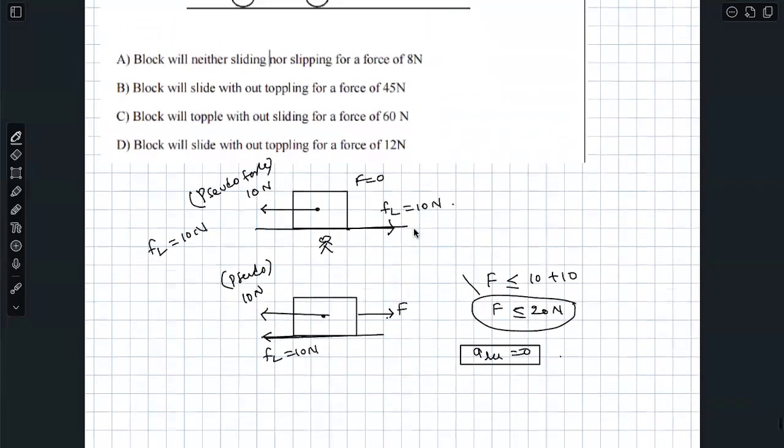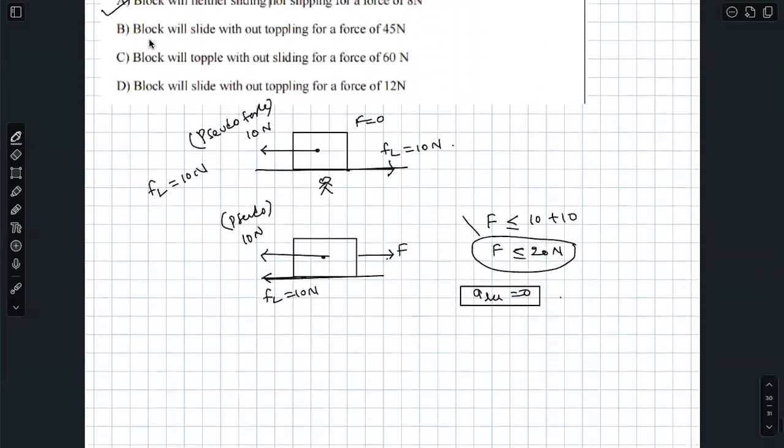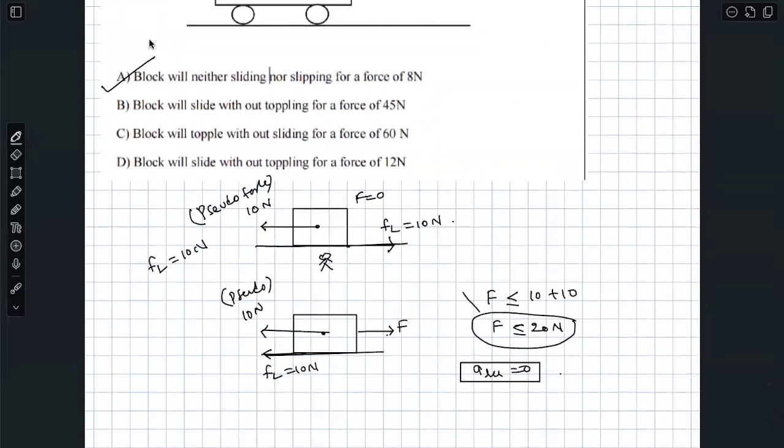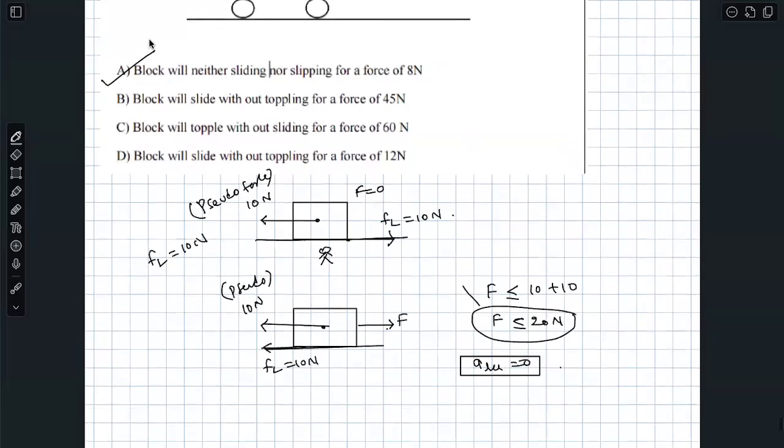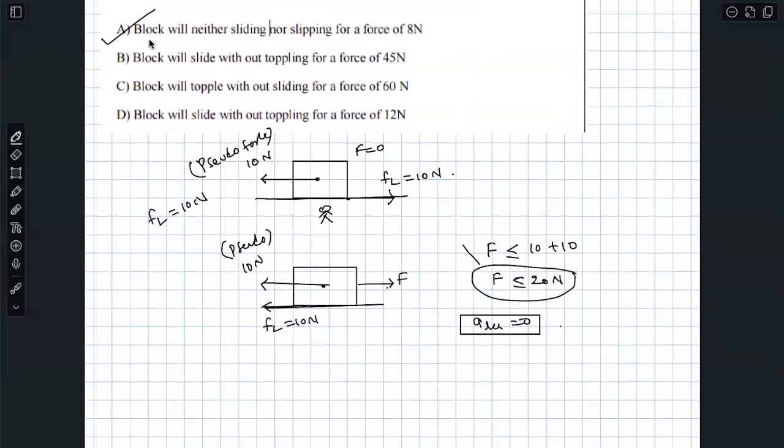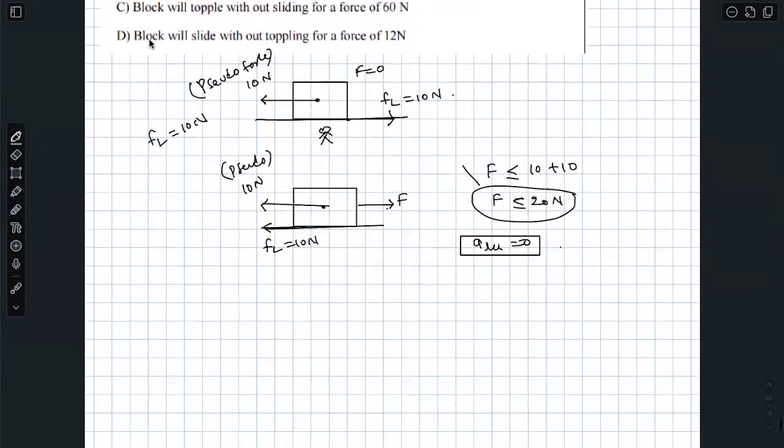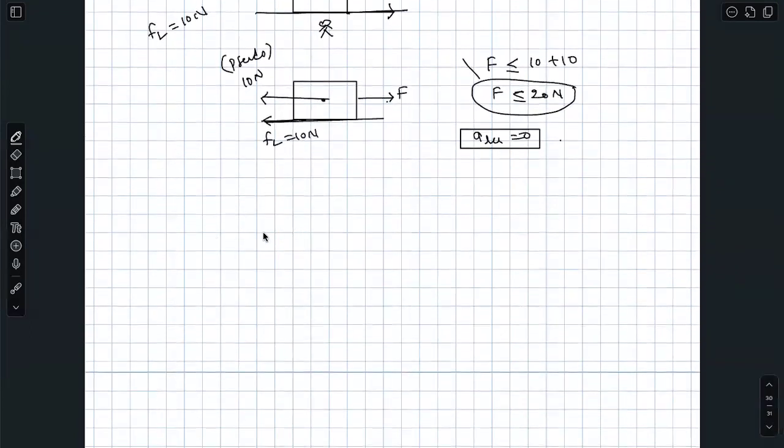So therefore, now what is the first condition? Block will neither slide nor slip for a force of 80 newtons. Correct again? Yes or no? You are not believing me. Then you should take the first. Already you know it should be less than or equal to 20 newtons. Block will slide without toppling for a force of 45 newtons. Greater than 20, so it will slide. But whether it will topple or not, that I need to check.